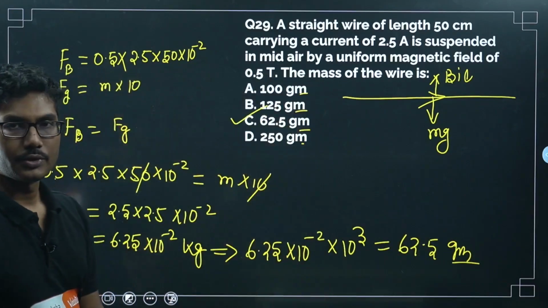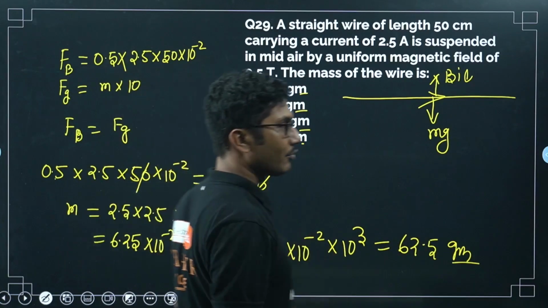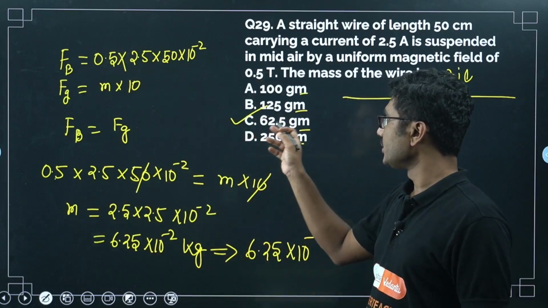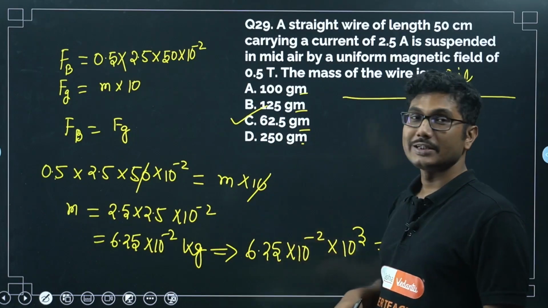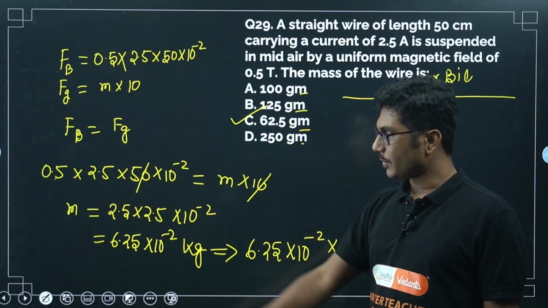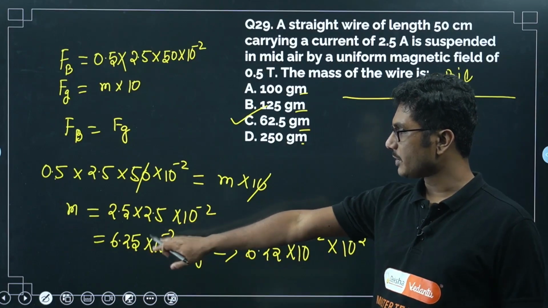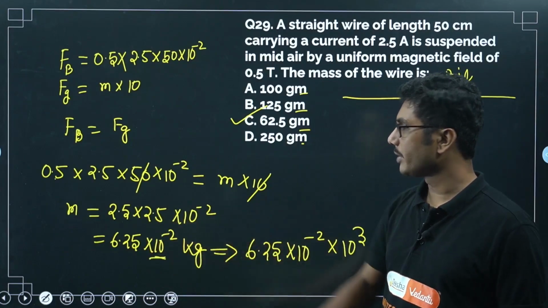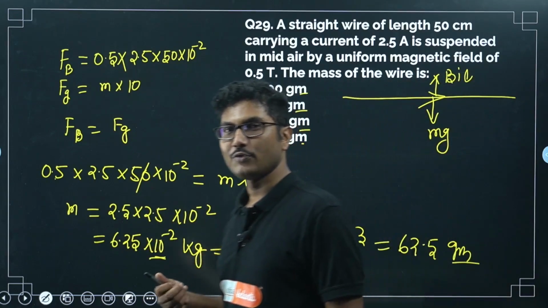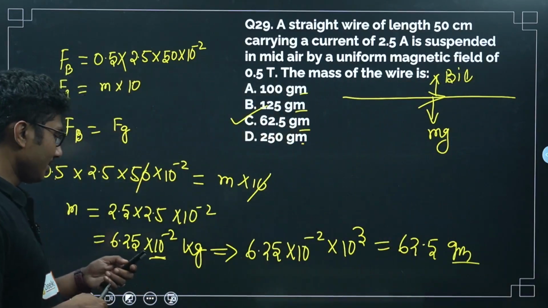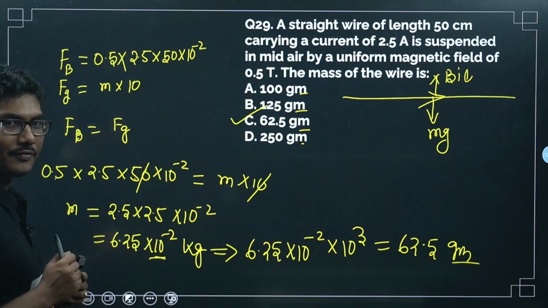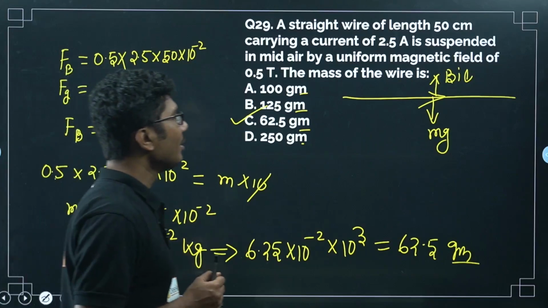62.5 grams. Okay, if I was forming this question, instead of giving 62.5 grams, I would have given 6.25 kilograms. Most of the people after solving up to this much will ignore this 10 to the power of 2 and they will answer 6.25 kilograms. Okay, so don't get confused. You have to convert the unit properly, then only you will be able to solve this question.